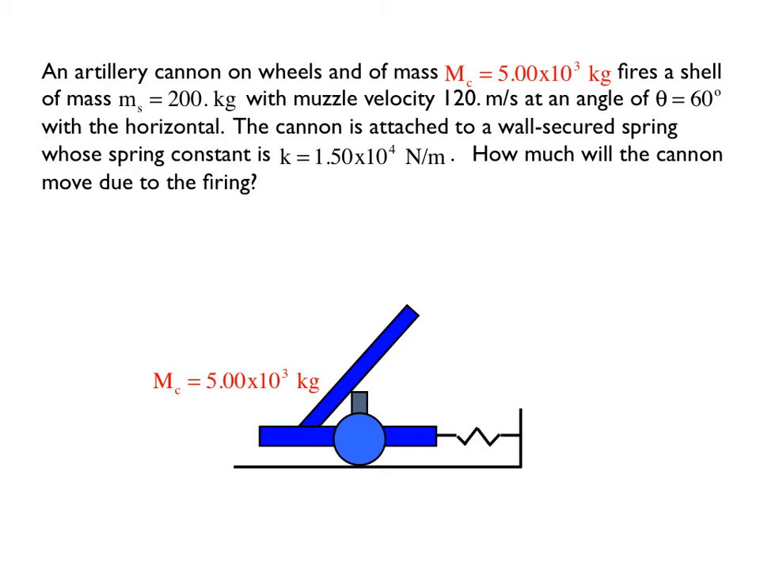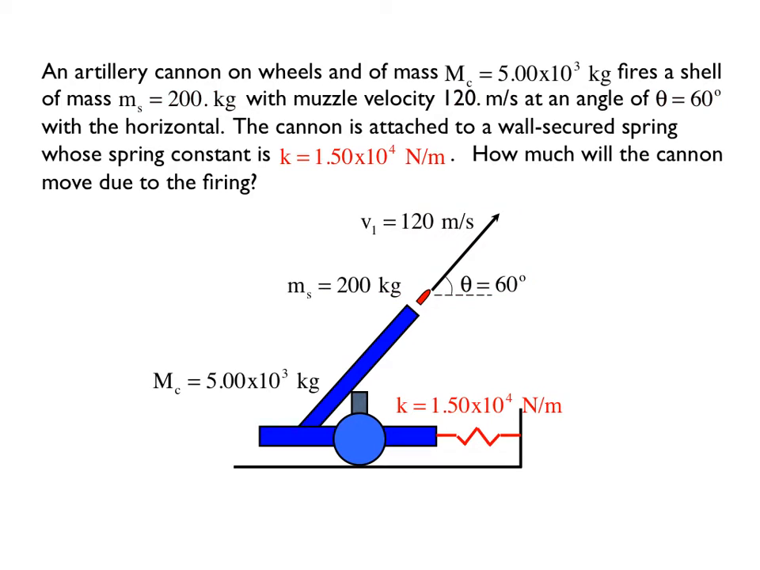So here's the setup. You have an artillery cannon whose mass is known. It fires a shell of known mass with known muzzle velocity at a known angle. And the cannon, which is on wheels, is attached to a spring, which is attached to a wall, the spring constant known. And when the shell is fired, the cannon is going to recoil. It's going to elongate the spring some amount. And the question is, by how much will the cannon move when the shell is fired?